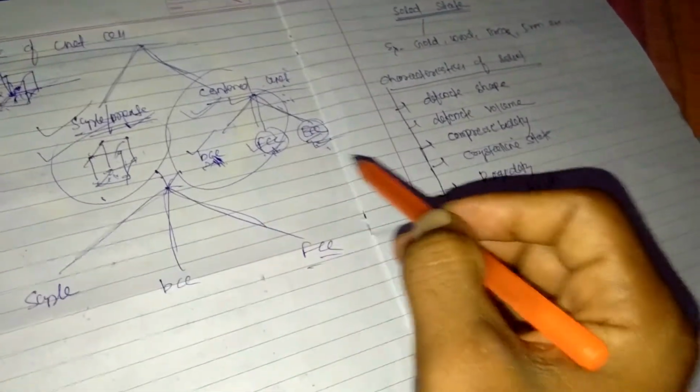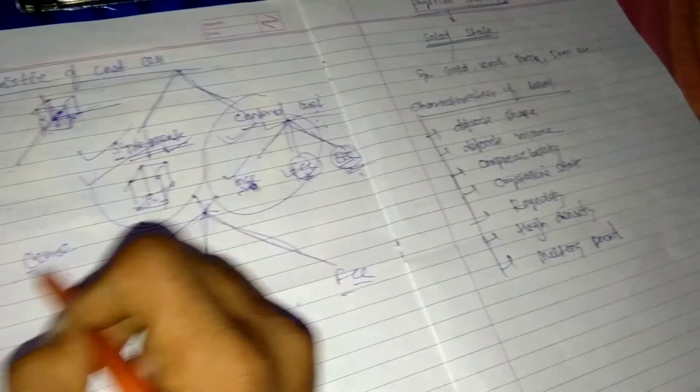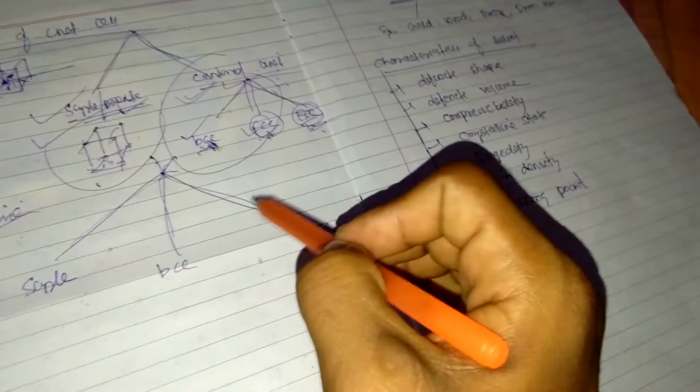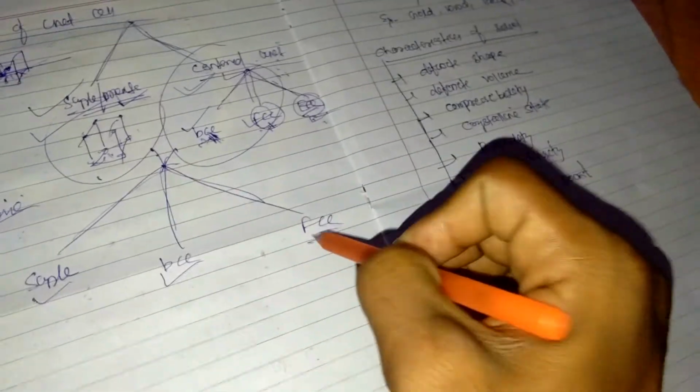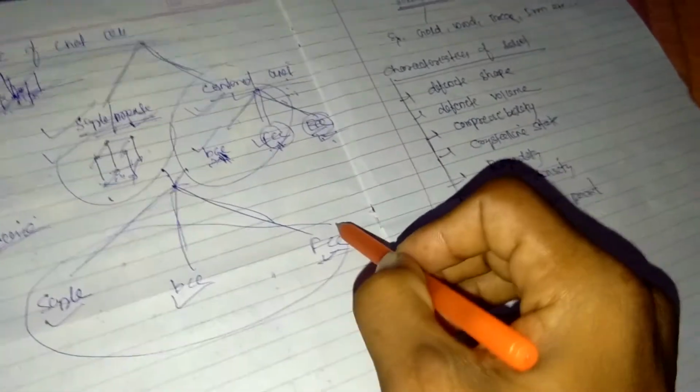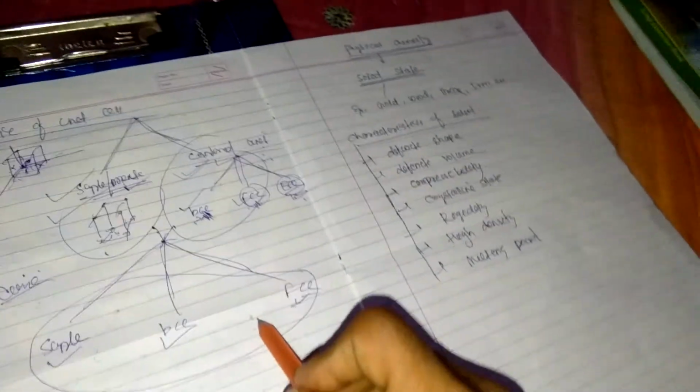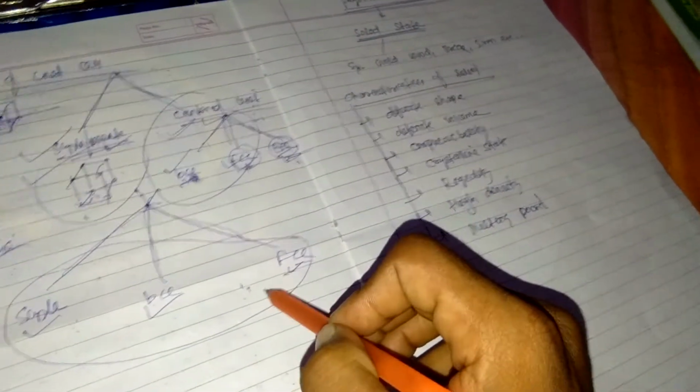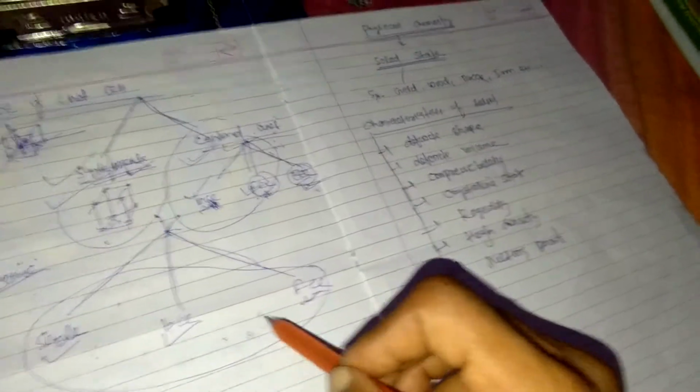So these simple and centered unit cells combine to form the cubic system. Cubic systems are classified into 3 types: simple, BCC and FCC. These 3 things are very important. Many numericals are there. I hope this question will come in your board examination.